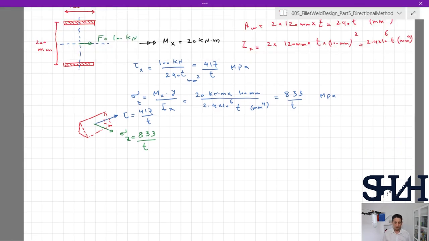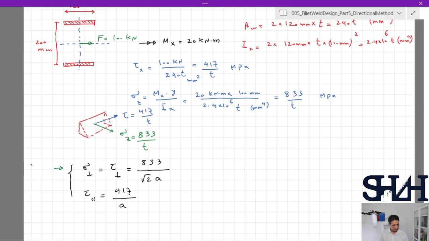Then if you want to have these three components, sigma perpendicular will be the same as tau perpendicular, and it will be 833 divided by, just instead of T, substitute with square root of 2 times A. That's simple, nothing else. But for tau parallel, just divide 417 and instead of T, just write A. That would save time if you are calculating by hand. So these are sigma, substituting T as A square root of 2, and this is tau, substituting T as A. Then we have sigma perpendicular, tau perpendicular, and tau parallel.